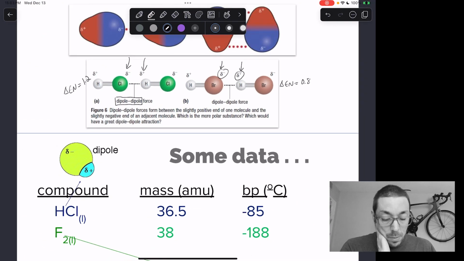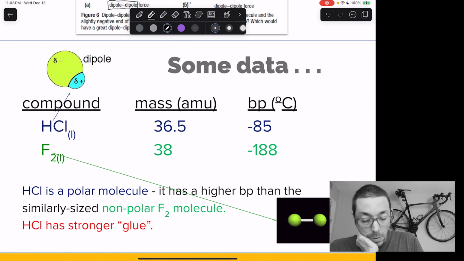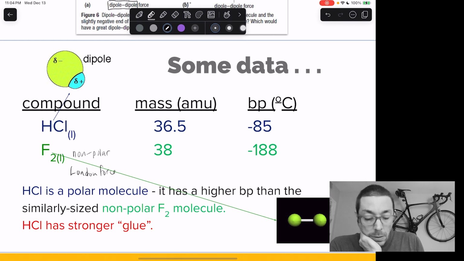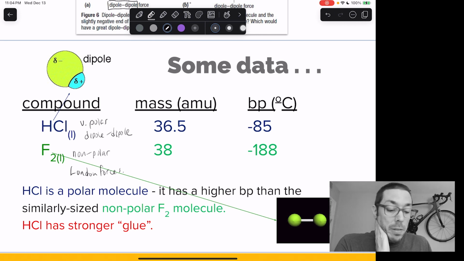Some more data here comparing HCl versus F2. So F2 we know is non-polar because a bond between 2 Fs has a delta EN of 0. So we can only have London forces, which are very weak. HCl is very polar, and so it can have dipole intermolecular force. It also has London force. Everything has London forces because everything has electrons, but dipole is a lot stronger force holding the HCl molecules together.